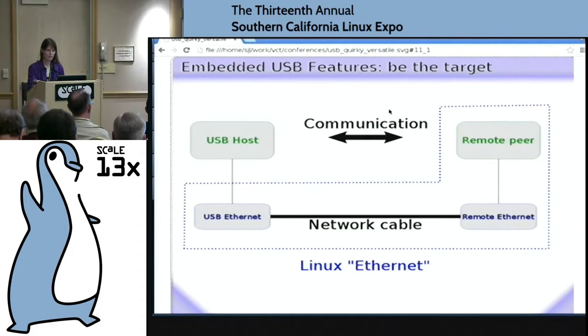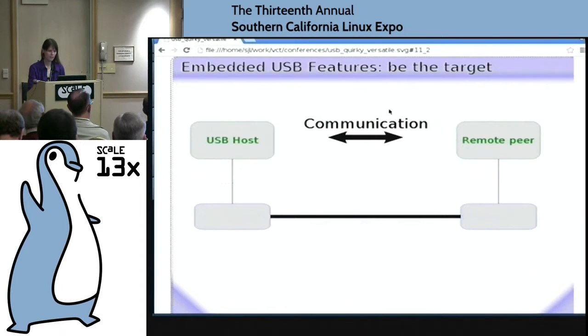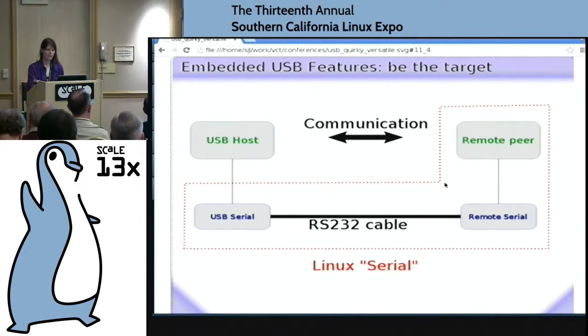And it doesn't stop at Ethernet. You can have USB serials. Your USB host thinks you're communicating with some remote device over a serial port. Again, there's a gadget that lets Linux be the serial. And, oh, by the way, it plays the remote peer as well.